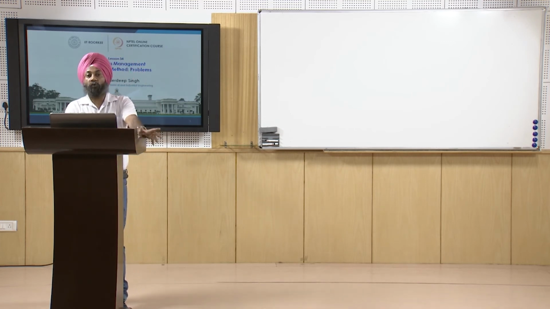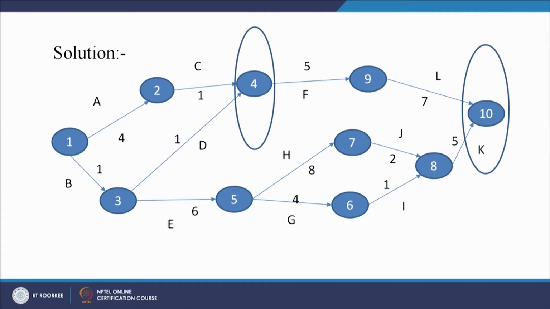Let us quickly see this. I have already shared this information with you in the previous session, where we saw the forward pass and the backward pass. So now let us see, for these two nodes, that is activity F, when can it start at the earliest and when can it start at the latest. Let us first see for activity 4. Let us do the forward pass. We are starting from node 1, that is day 0. Activity A and activity B are starting on day 0.